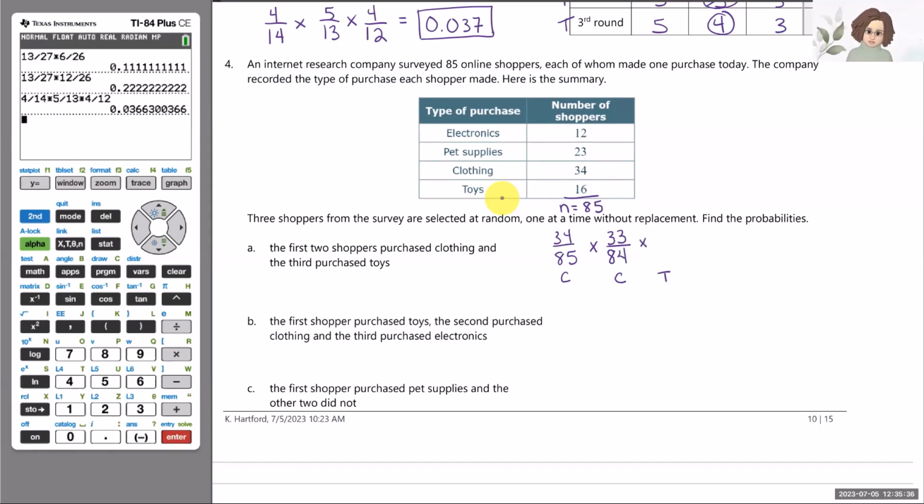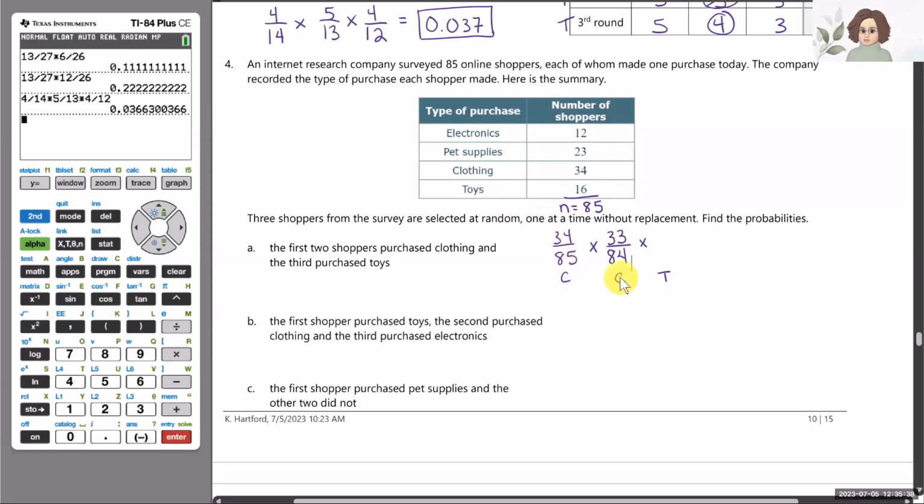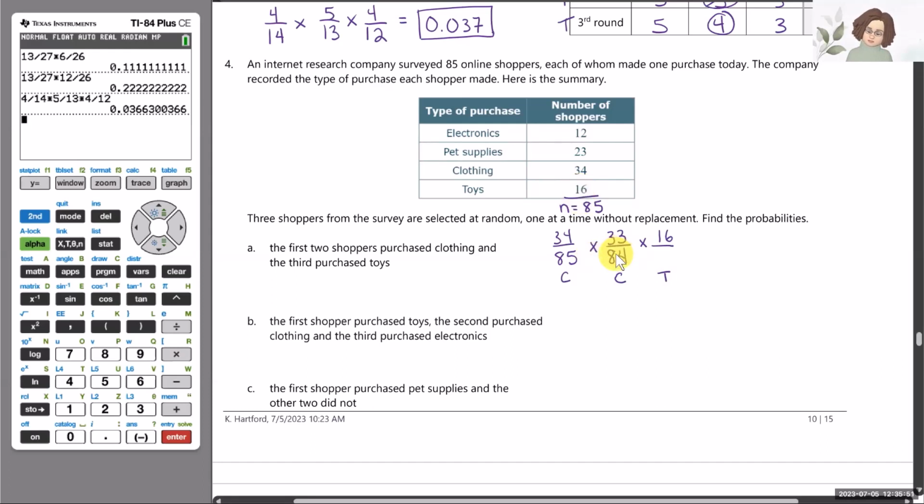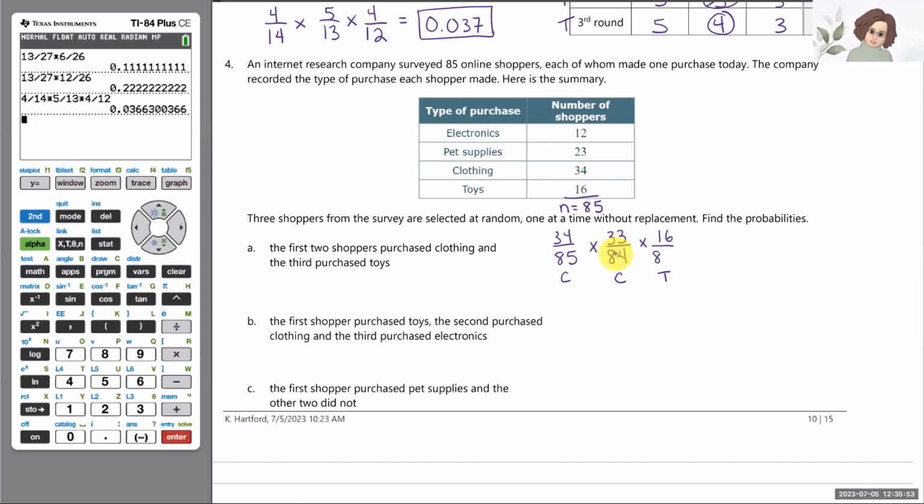All right, so now I've picked 2 people. One bought clothing, the next bought clothing. And now I want my third person to have purchased toys. So we'd still have 16 that purchased toys, but we wouldn't have 84 people anymore. We would be down to 83. All right, and you're welcome to type that in and check it out. That will be 0.030, but we'll try to move forward here and focus on the setup.